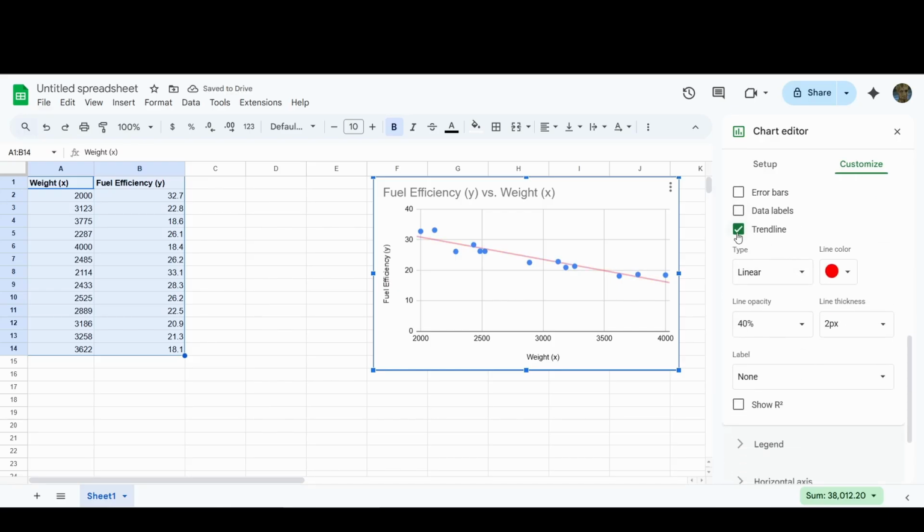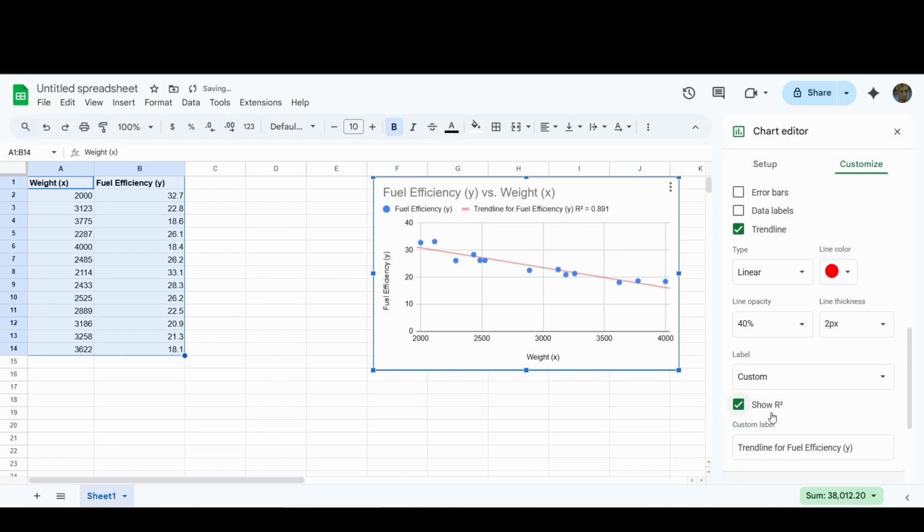And the other thing that I want to check, so I've got trend line, I also want this R squared value. And this is going to calculate my R squared value for me. Or we could say R coefficient.